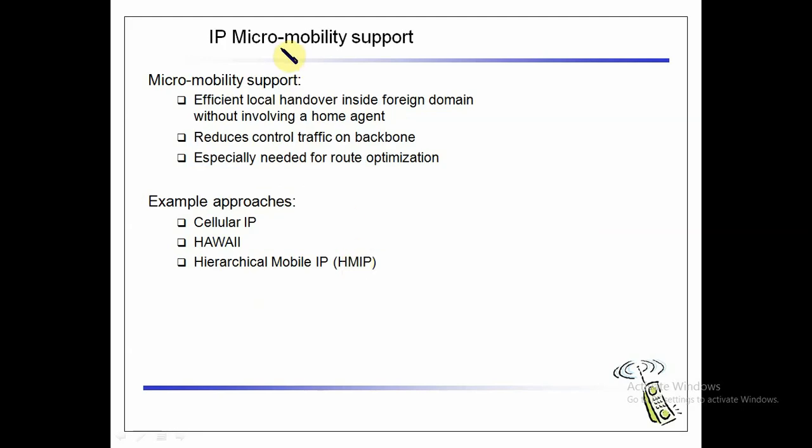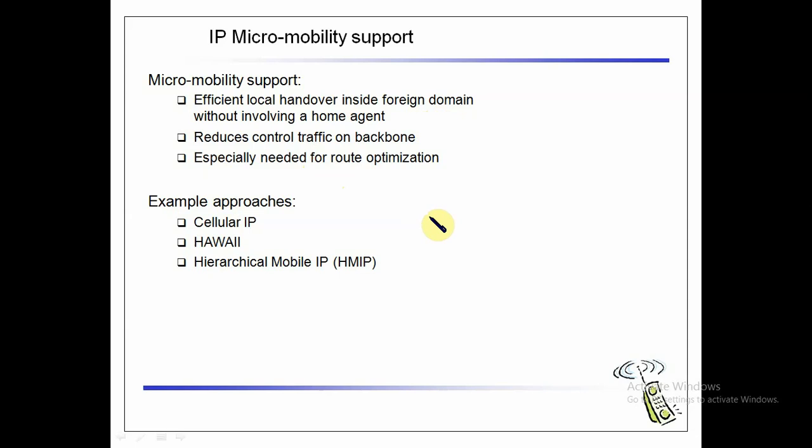Some micro level mobility support, that is IP micro level mobility support. That is the mobility support for efficient local handover inside a foreign domain without involving the home agent. Not involving the home agent. Direct handover of packets as well as data. Reduces control traffic from the backbone, and it is especially needed for route optimization.